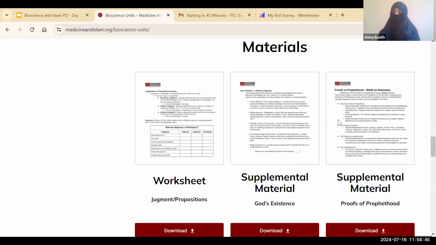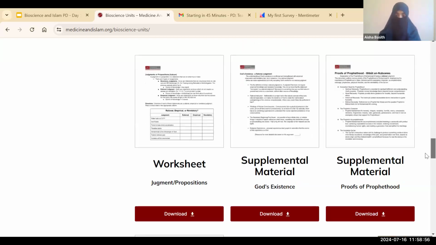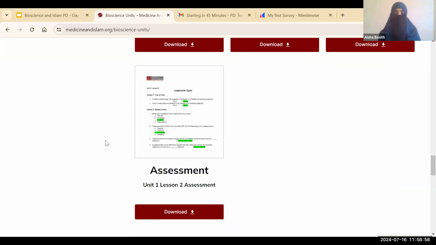And the same goes for proofs of prophethood, right? That Rasulullah sallallahu alaihi wasallam is indeed a true prophet. How do we know that rationally, right? What are our rational evidences to make that claim? And then, as you can see, there are accompanying assessments for each of those as well.